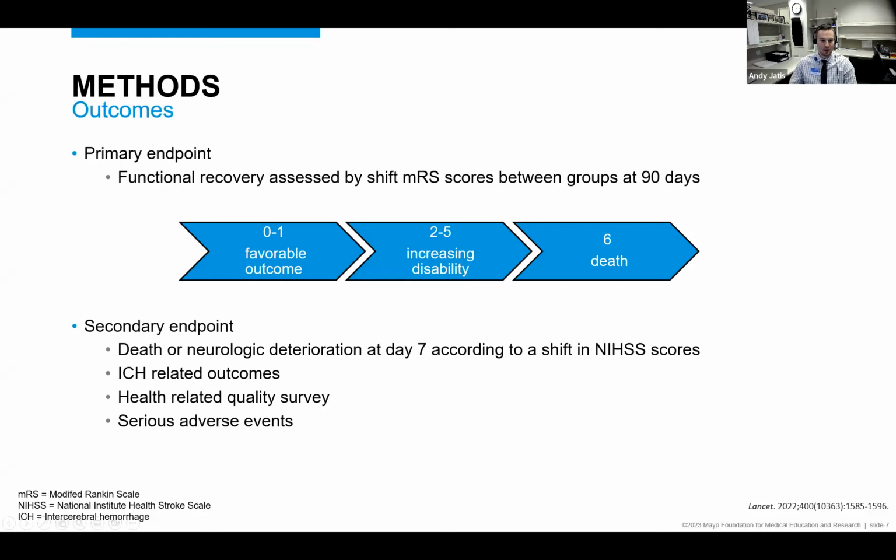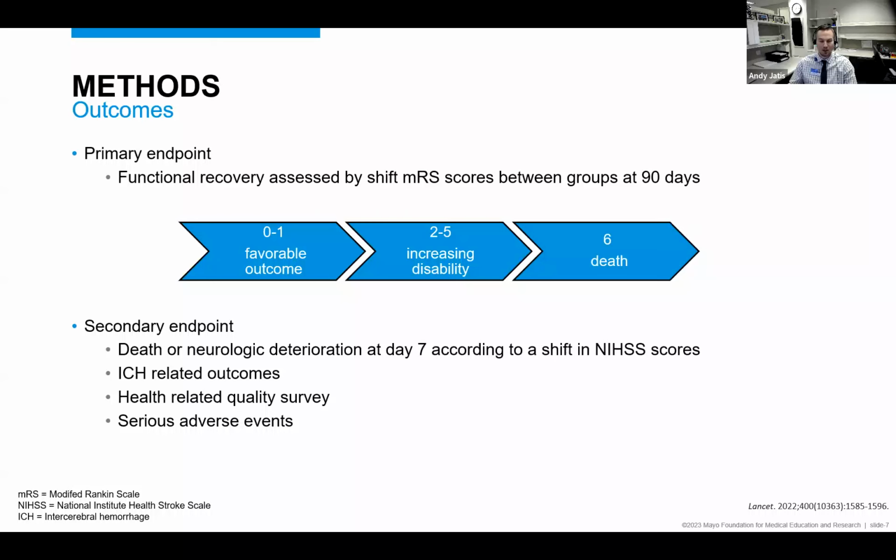I think the important ones to call out would be death or neurologic deterioration at day 7, which is defined as a shift in the NIH stroke score, which we're familiar with, of course, but really what they did is they set 7 different groups of scorings in the range of 5.